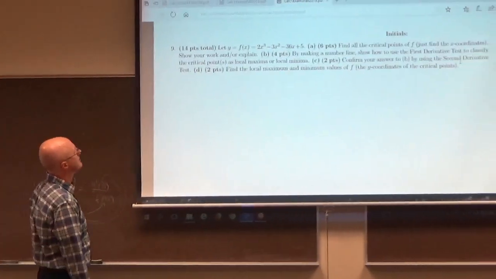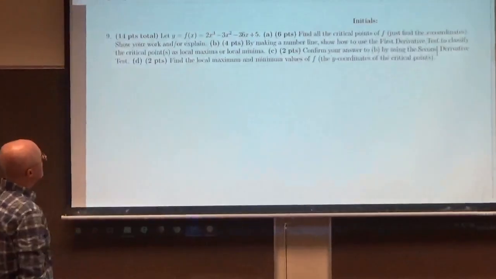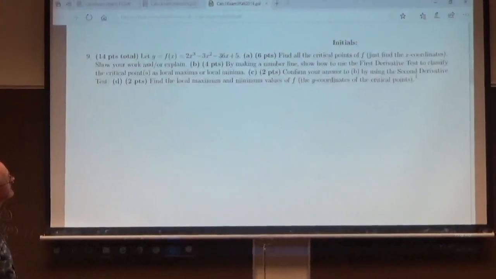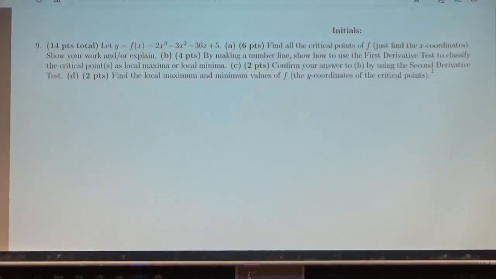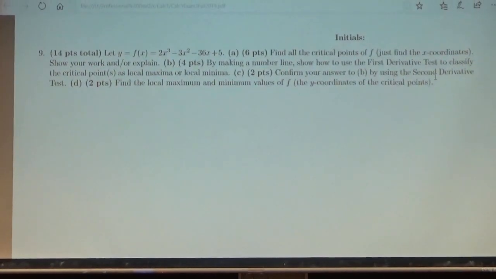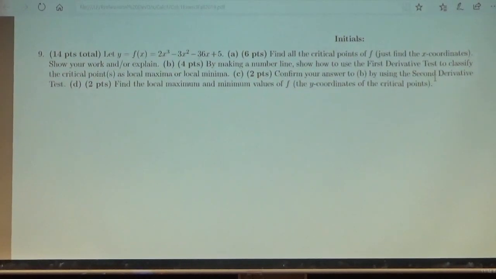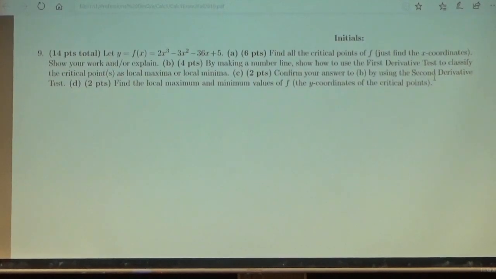Again, zoom in if it's too small here. This problem, we have a function, cubic. Oh, I changed this as well. Here's one way I changed it where I made it easier for you. You might remember on your exam that I actually factored the derivative for you. I found the derivative and I factored it for you.